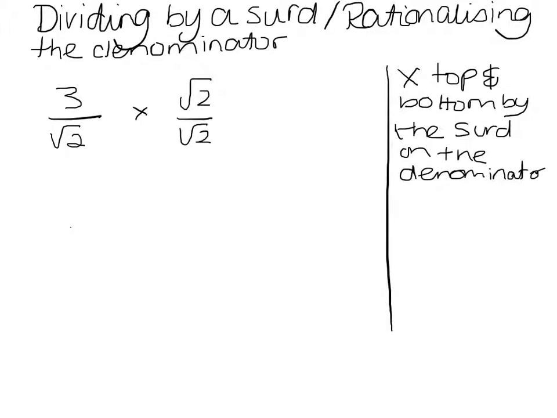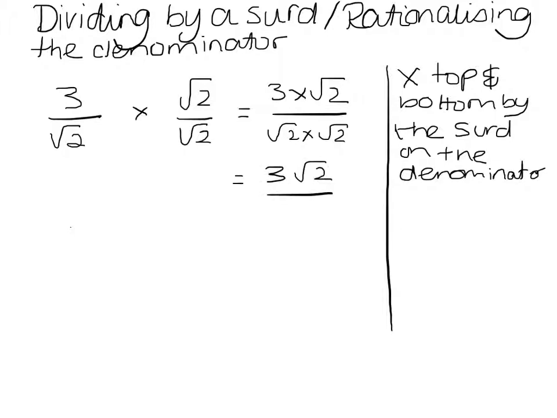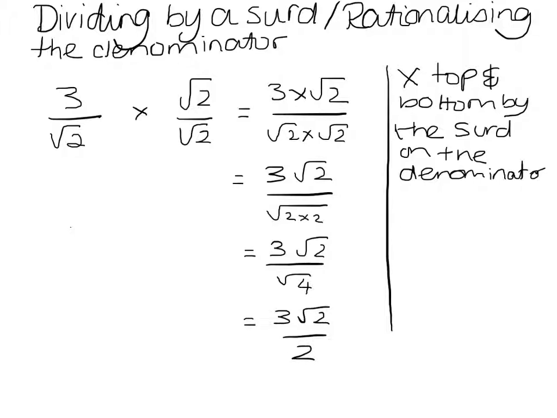Let's see what we get. So we're doing 3 times root 2 over root 2 times root 2, which we know simplifies to 3 root 2 over square root of 2 times 2, which is 3 root 2 over square root of 4, which gives us 3 root 2 over 2. And what we've actually done there is written another expression for 3 over root 2.